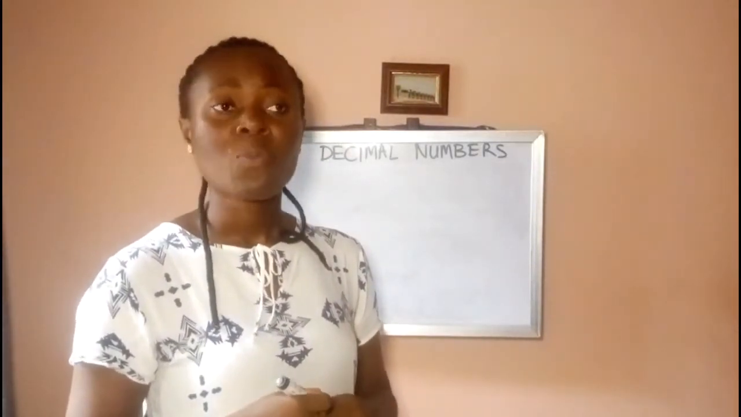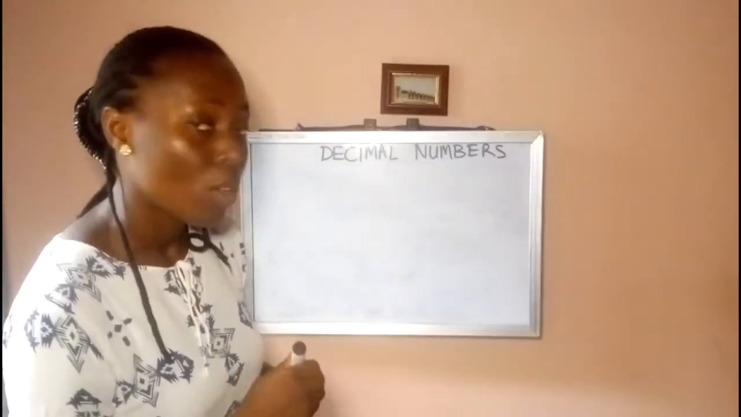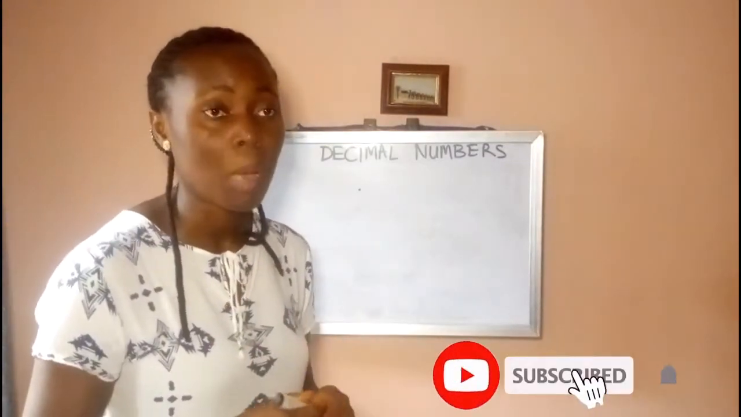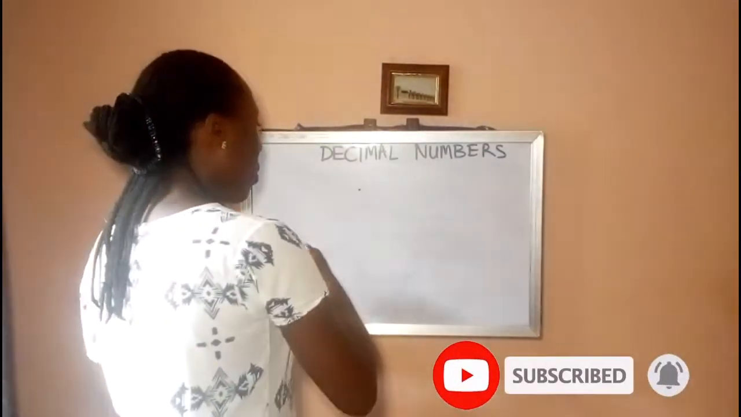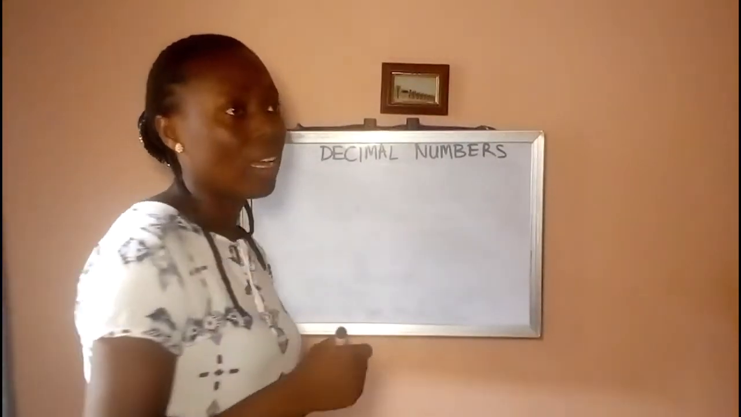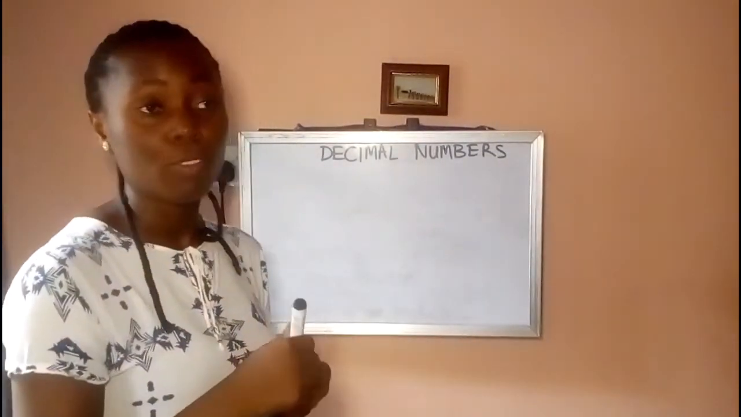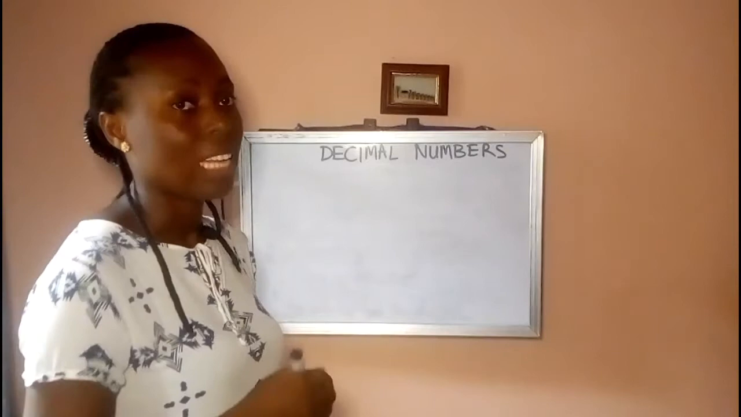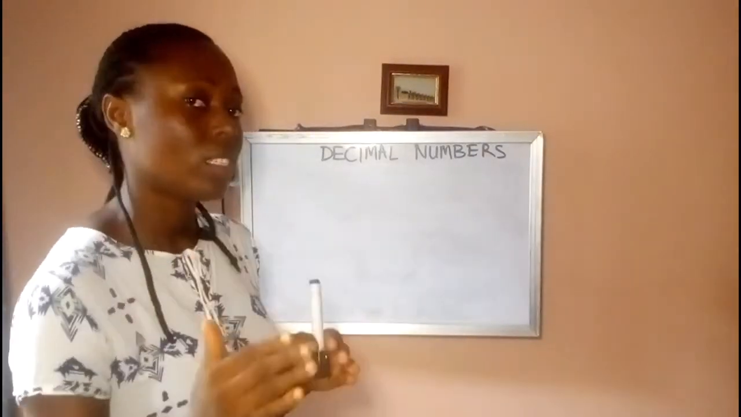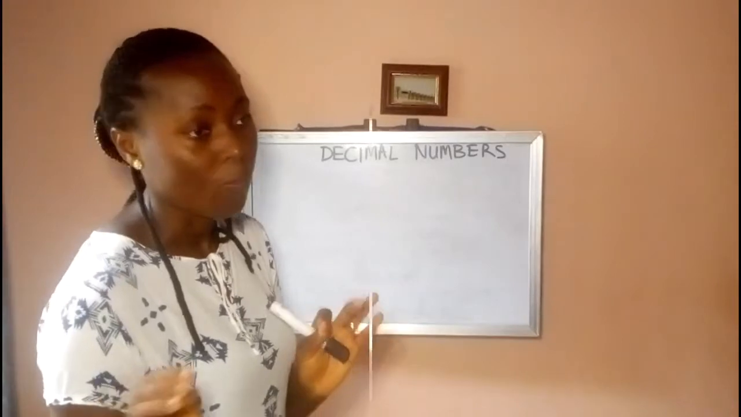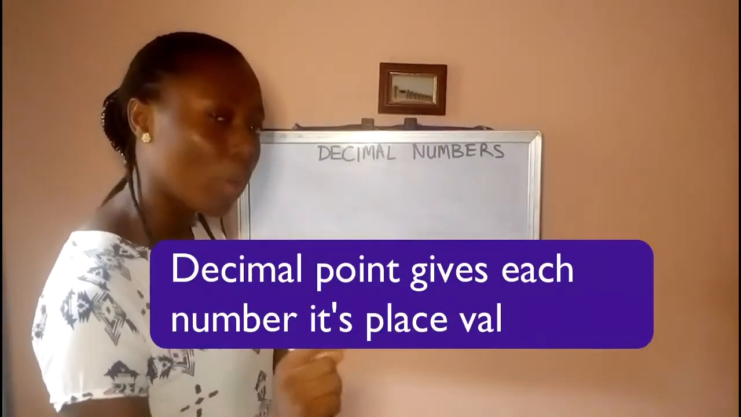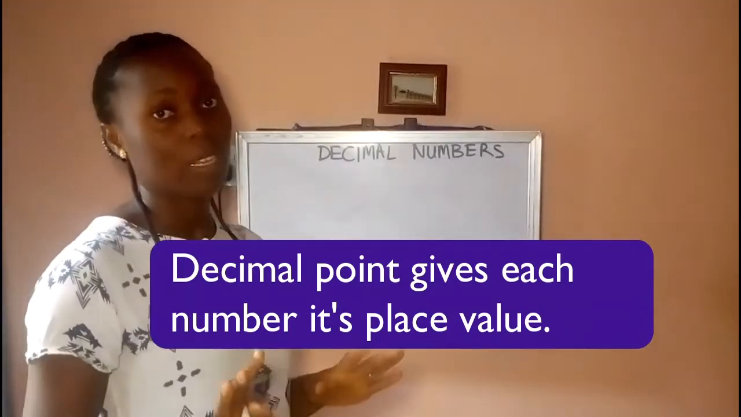A decimal number is identified simply because it has a dot. It's called a decimal point. This decimal point is usually in the middle of a number, and it gives every digit in that number its value. Remember, last time we talked about place value, right? So in decimal numbers, the decimal point gives each digit its place value.